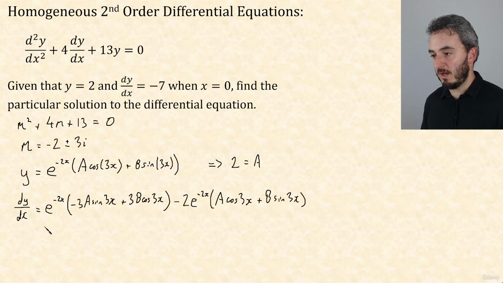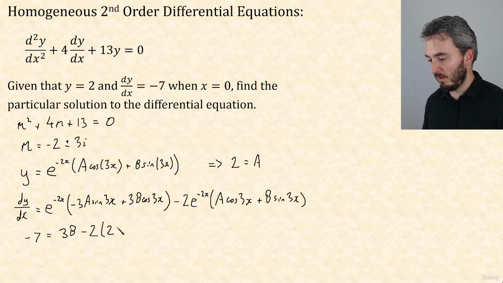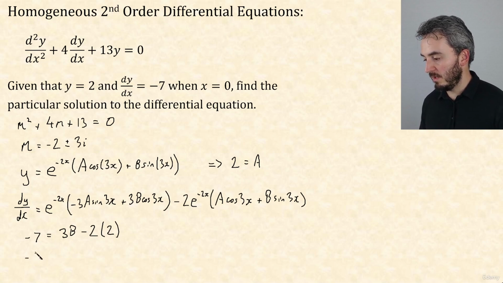For this one, we have dy by dx is minus 7 when x is 0, so minus 7 equals e to the 0 is 1. Inside the bracket, sine 0 is 0, so that's gone. And we've got 3b times cos 0. Cos 0 is 1, so that's 3b. Then this bracket here, there's a minus 2 times e to the 0, minus 2. Inside the bracket, we have a times cos of 0, which is just a, which is 2. And then plus b times sine 0, which is 0. So this is what we get. So that's 3b minus 4, add 4 to both sides, minus 3 equals 3b, and therefore b is minus 1.